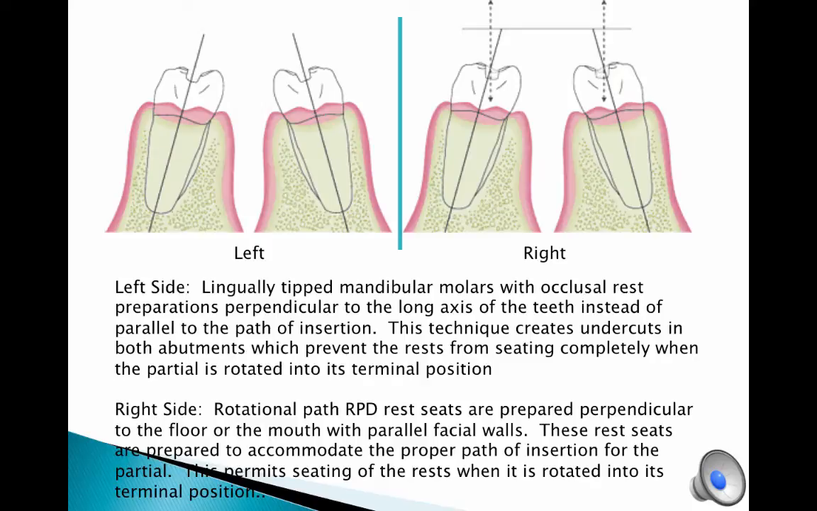On the right side, the rotational path RPD rest seats are prepared perpendicular to the floor of the mouth with parallel facial walls. These rest seats are prepared to accommodate for the path of insertion for the partial. This permits seating of the rest when it is placed and put into its terminal position.